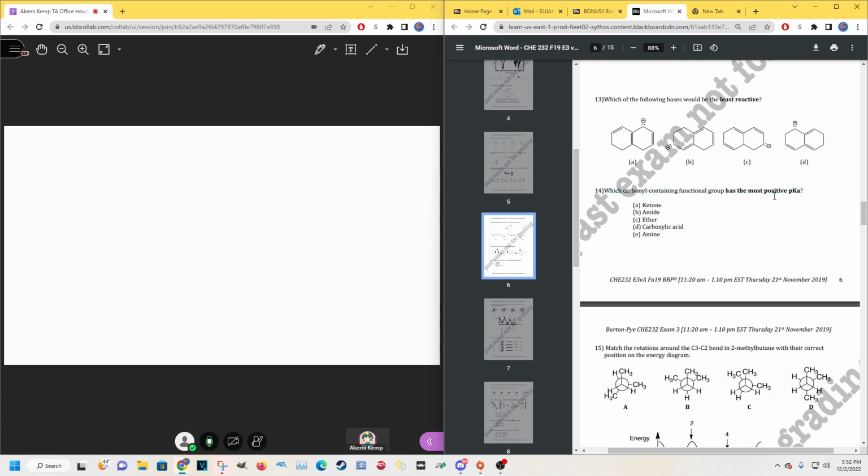You're welcome. So yeah, when there was pKa stuff on the second exam, I had no clue what it meant, to be honest. It said which carbonyl containing functional group has the most positive pKa. So we have a ketone, an amide, an ether, a carboxylic acid, and an amine.